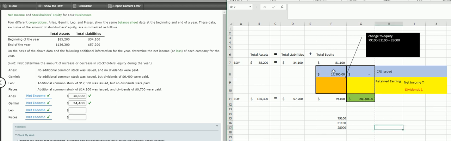So for the first time, we have stock issued, which again, increases equity. So equity went up again by the $28,000. But again, the equity went up. Part of the reason why it went up is because of this capital stock. Capital stock increases stockholders' equity.